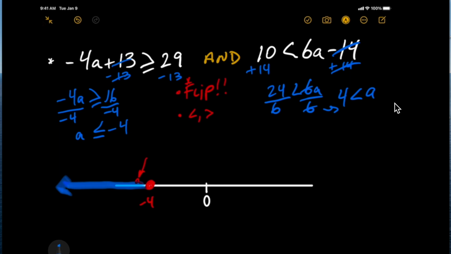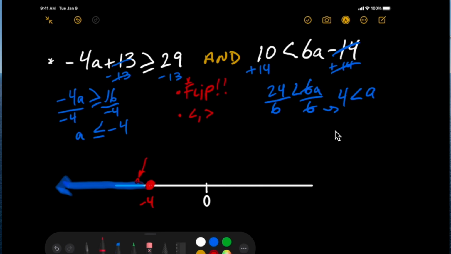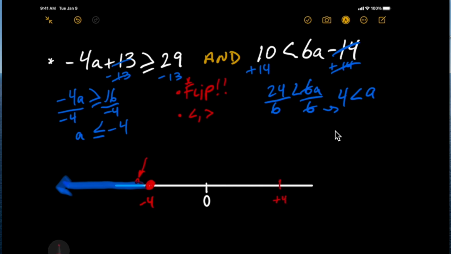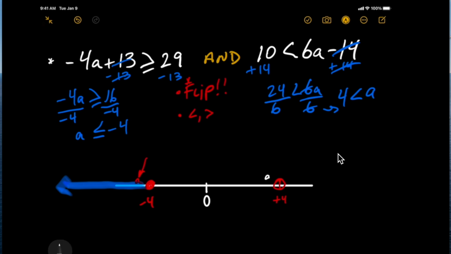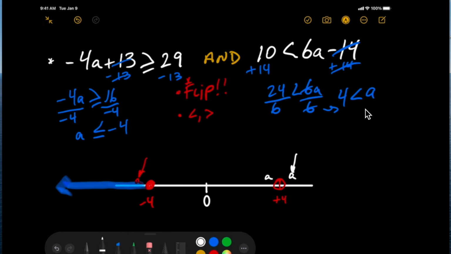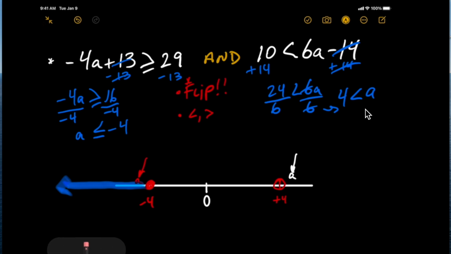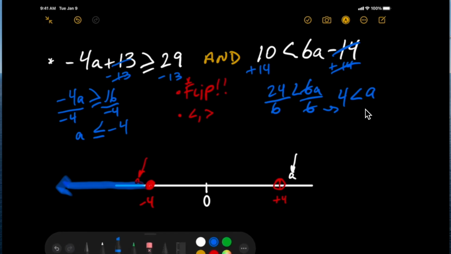Now we're going to go to this side. We're going to go to +4. Because it's only a greater than symbol, we're going to keep that open. We're going to put a miniature a in a different color. We're going to go back to the expression. They're looking for the region where a is greater than 4. This a is greater than 4. We're going to discard here and we're going to shade this way.